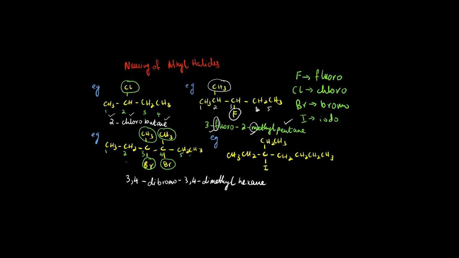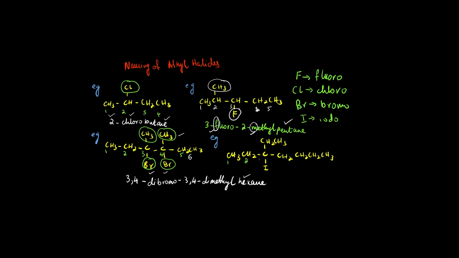Okay, so we have 3,4-dibromo simply because on the third and the fourth carbon we have bromine substituents, and we have 3,4-dimethyl because on the third and the fourth carbon we have methyl substituents, and hexane simply because 6 carbons is the longest carbon chain. Now again, dibromo is before dimethyl because B comes before M, simply speaking. Now let's look at the next example.